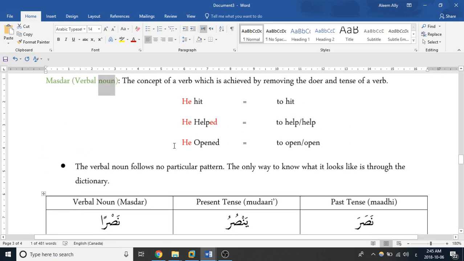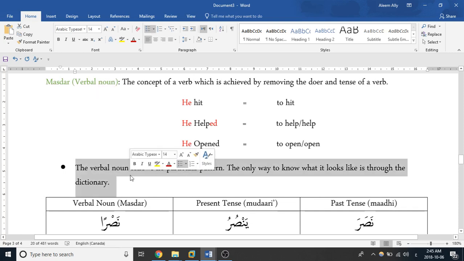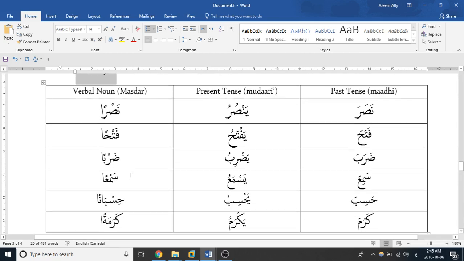And the verbal noun follows no particular pattern. The only way to know what it looks like is actually just going to the dictionary. And it will have, beside the past tense verb, a bracket showing what the masdar is. So it would go something like this.